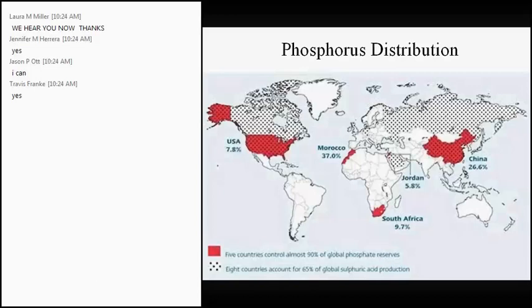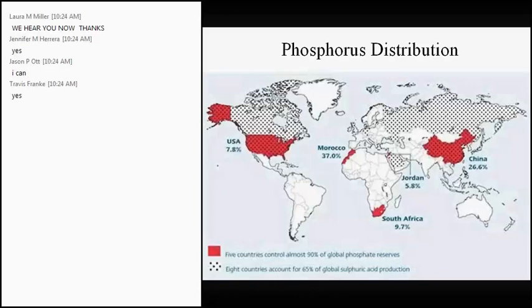Well, this is the phosphorus distribution that we have across the world. The United States has about 7.8%, South Africa about 9.7%, Jordan about 5.8%, and Morocco and China control over 50% of all of the phosphorus that's still easily mineable. And that's the key. So that's the easily mineable part. Most of what we mine in the United States comes out of North Carolina and Florida. And we'd also have a little bit in Alaska as well.